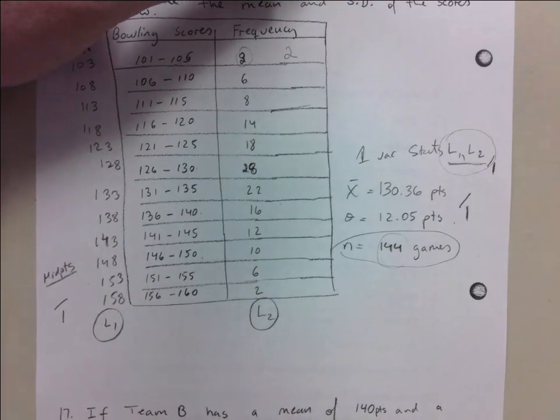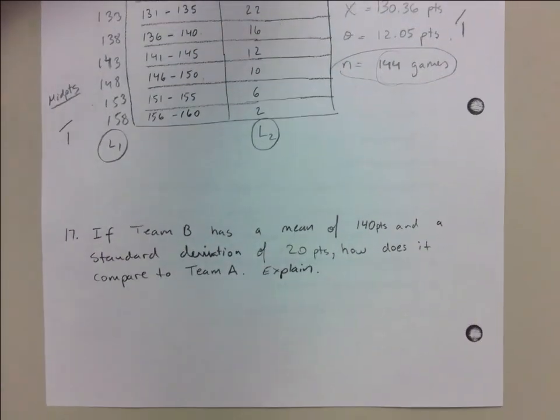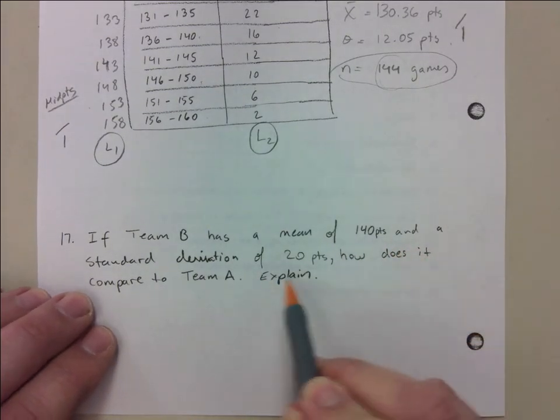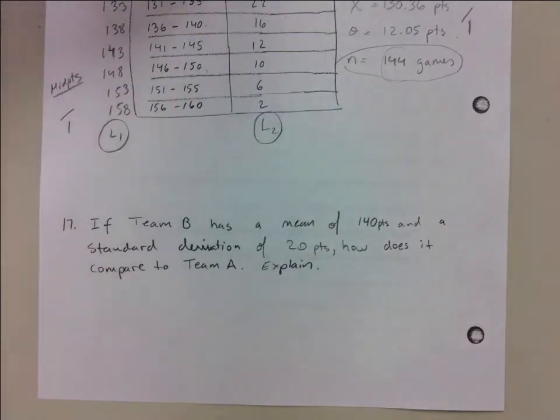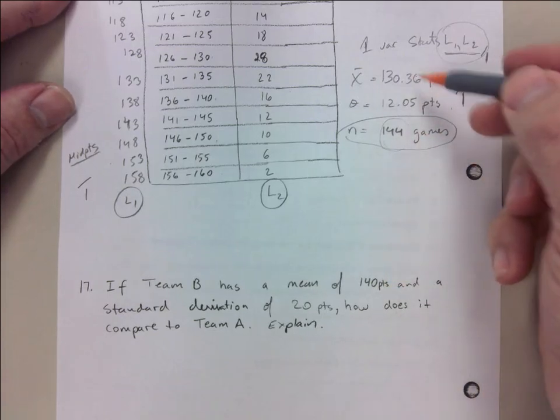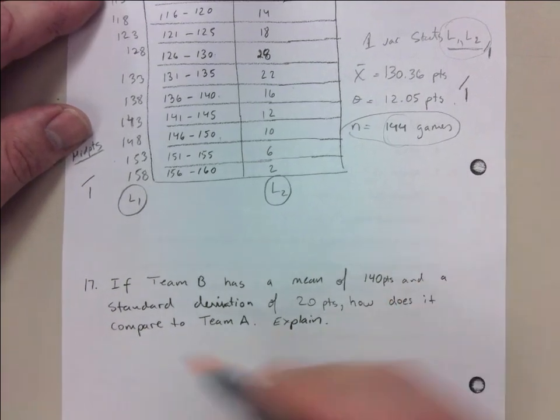That's like the worst table I've ever seen. I wonder who made that one. If Team B has a mean of 140 and a standard deviation of 20, how does it compare to Team A? Explain. So I'm going to try to have them both on there. Yeah, so in terms of average, Team B is doing better. So you can talk about that, okay?